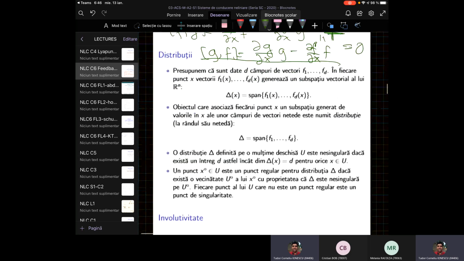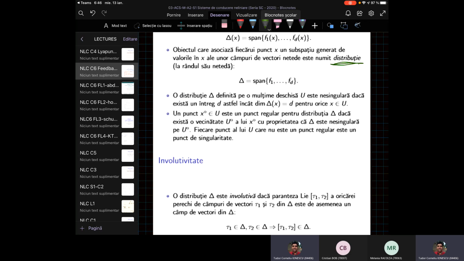All right. We also need the so-called distributions. So you have d vector fields, and all these vector fields generate a vector space in R n. This is called a distribution. It's a bit difficult, and I'm not mastering these things very well. But these are very important notions, because they help us build geometric nonlinear control theories, such as feedback linearization.